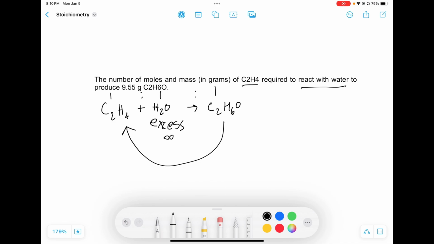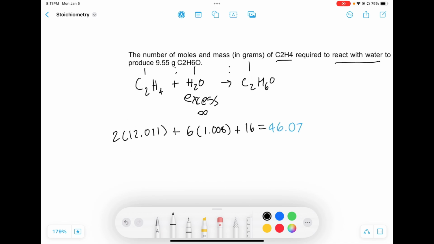What's cool here is that we're using the products to find stuff about the reactants, so we're kind of going backwards. So next, we want to find the molar masses. Let's do ethanol first. Ethanol, we have two carbons, so 2 times 12.011 plus 6 times 1.008, that's hydrogen, and then plus 16, and that's going to give us 46.07. So I'm just going to write it down there, 46.07 grams per mole of ethanol.